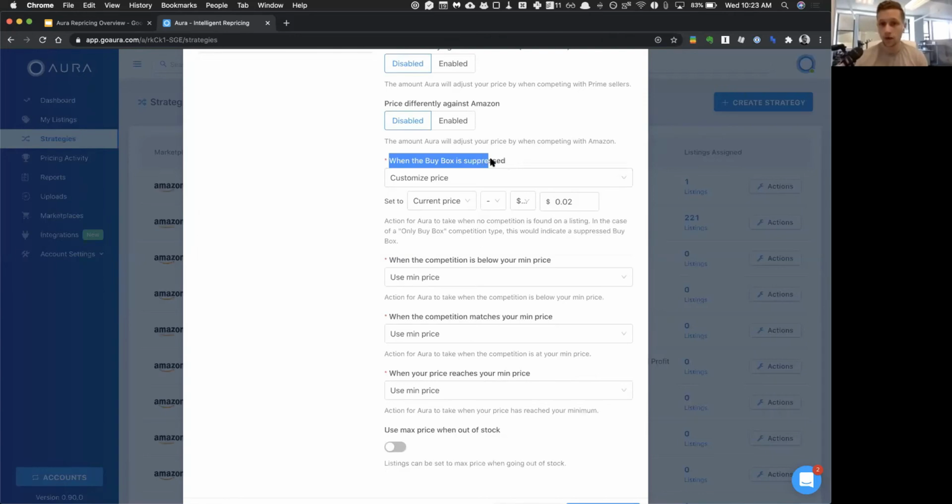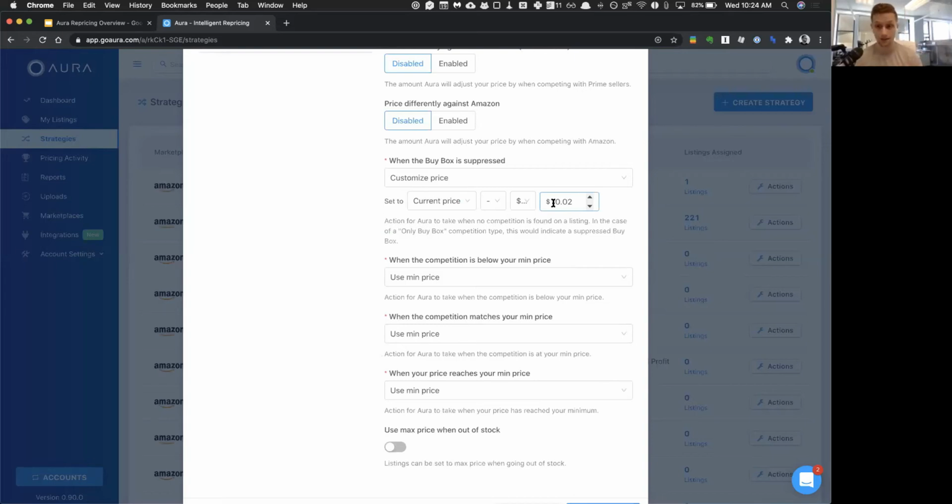Now, robust, again, let's go ahead and automatically handle suppressed buy boxes. What we're going to do is tell Aura, whenever the buy box becomes suppressed, because we're actually targeting the buy box, to take our current price and lower it by 2 pennies every 2 to 3 minutes until one of two things happens. Either one, we reactivate the buy box, in which case we just go back to repricing as normal. Or two, we reach our minimum price, but we have not reactivated the buy box.